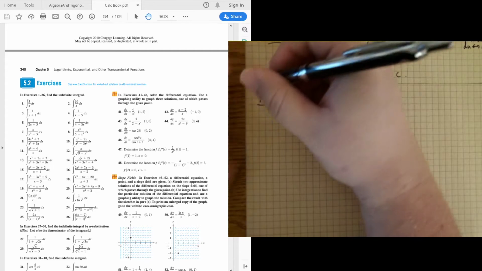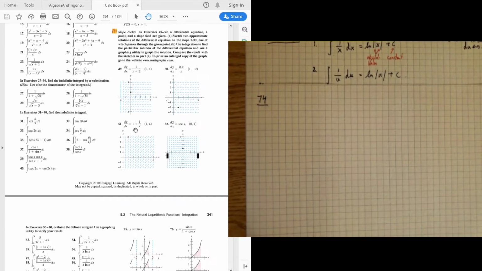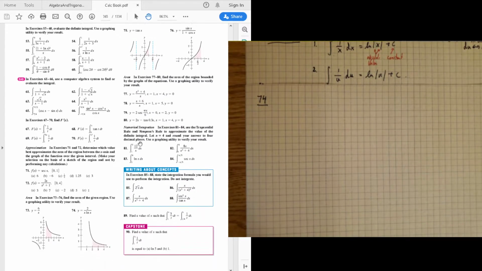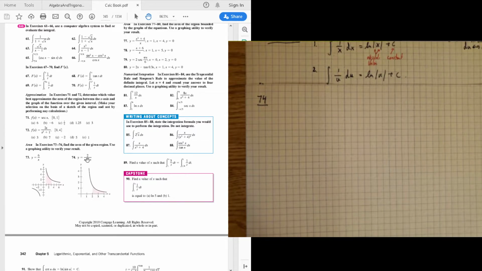So I go to my homework, scroll down. Number 74. Here we go. Find the area of the given region. Use a graphic utility to verify your results. Cool. I'm going to zoom in a little bit, make it a little easier to see.